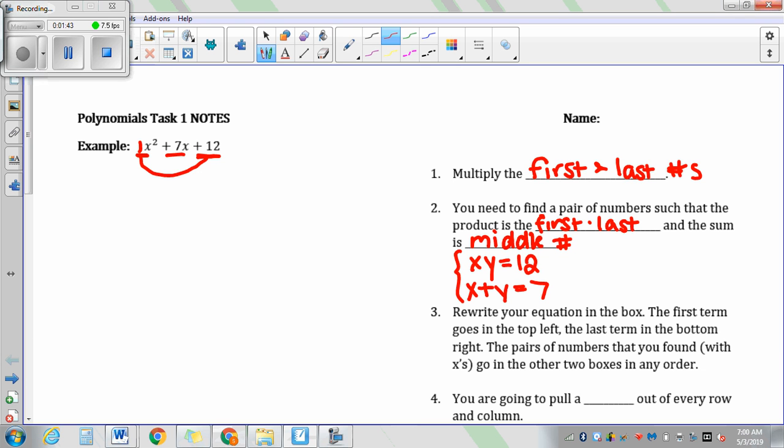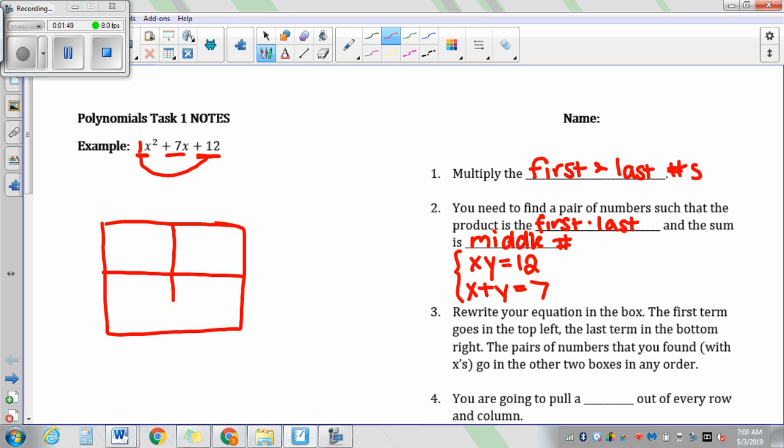So I want to rewrite your equation in the box. So I'm going to draw a box. So remember, I need 4 spaces. I need to have room to write stuff on the outside, and I need to have enough room to see what I'm writing on the inside. The first term goes in the top left. Well, the first term is this 1x squared here.